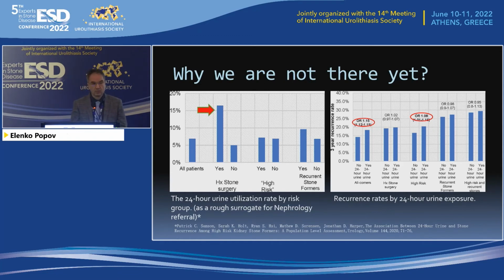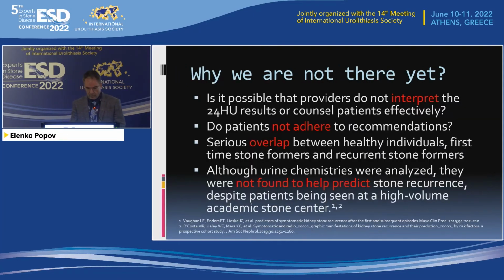Even more, we are seeing that we don't have very significant tests, because the frequency of recurrent stone formers is almost the same in normal and in abnormal urinary analysis. Is it possible that providers do not interpret and perform the investigation correctly? Maybe the patients did not adhere to all the prescribed treatment.